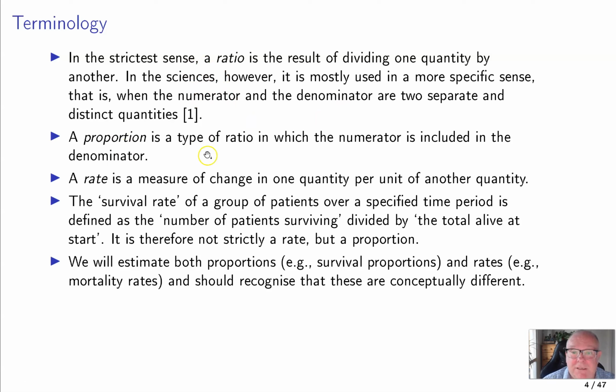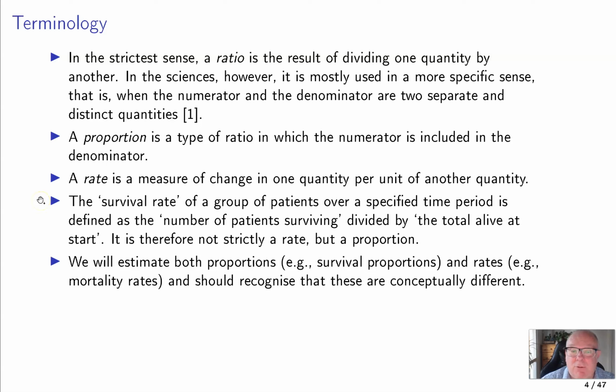A proportion is a type of ratio in which the numerator is included in the denominator. So out of a group of individuals, the proportion who have one characteristic. A proportion must be between 0 and 1, including 0 and 1. A rate, however, is a measure of change in one quantity per unit of another quantity. A rate must be positive, but a rate can be greater than 1.